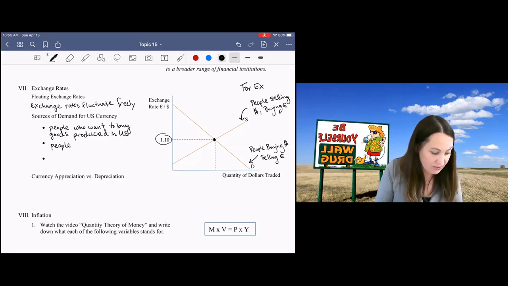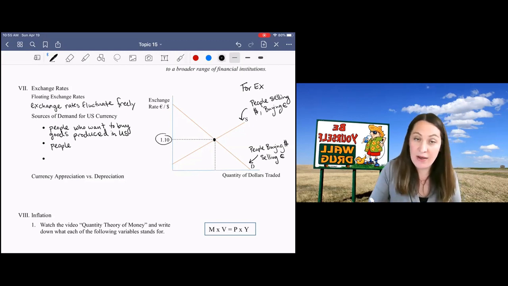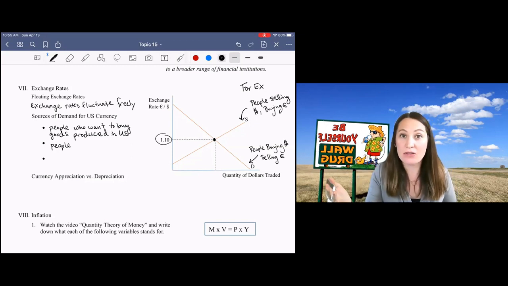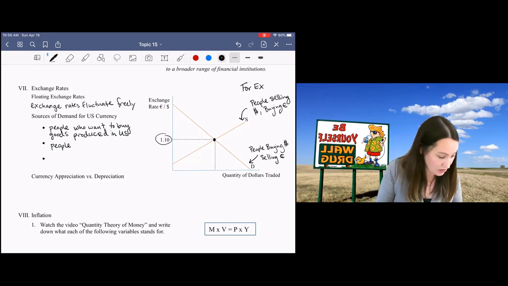People who want to invest in US companies, so say somebody who lives in China wants to buy stock in Apple, they first have to change yuan for dollars, and then they'll be able to purchase that stock, right? Because the US stock will be sold in dollars.